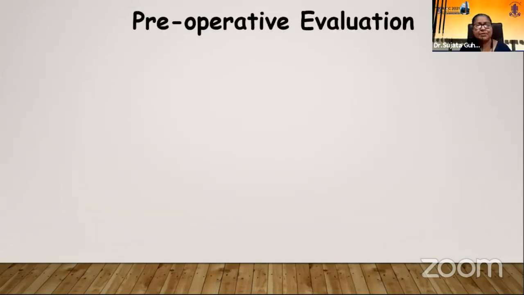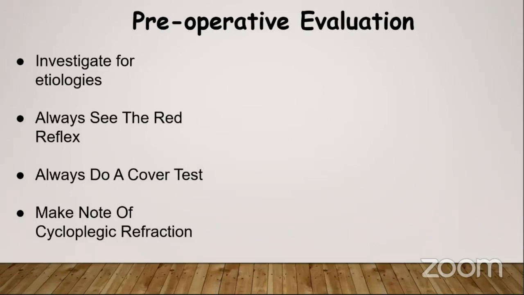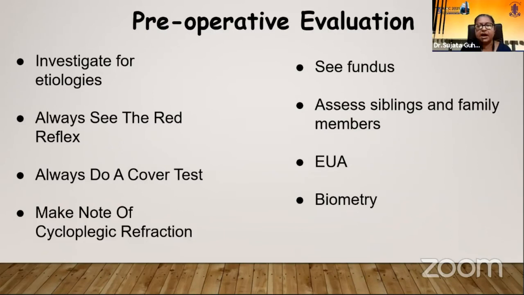So, some of the nuggets which I want to leave you with in a child's pre-op evaluation will be to investigate for etiologies, especially in bilateral cataract. Always see the red reflex. Always do a cover test. Make a note of the refraction. See the fundus. Assess siblings and family members for cataracts. Do a thorough examination under anesthesia, and then decide on the target refraction after a biometry.